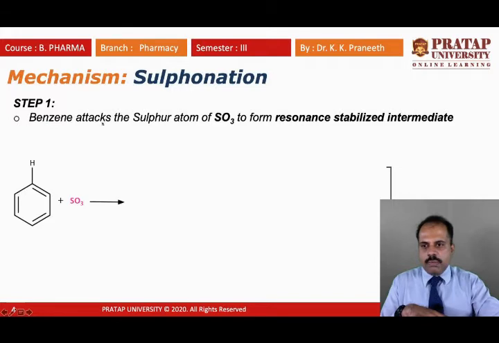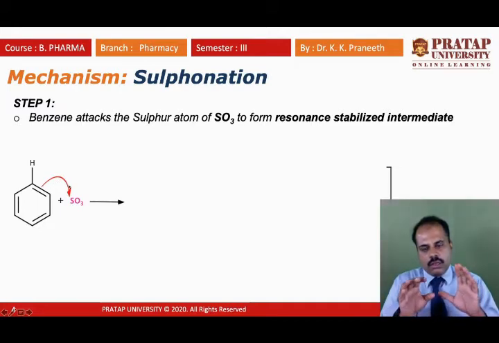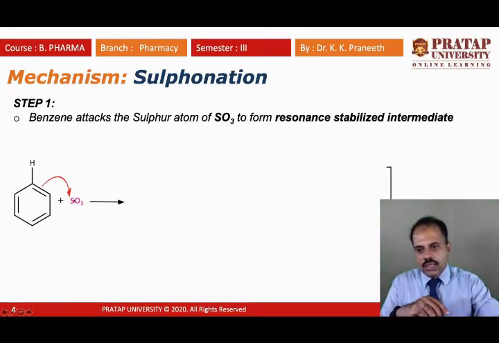This is the first step in the mechanism. Benzene attacks the sulfur atom of the SO3. So this is the SO3 and the benzene ring. We already know that the benzene ring has 6 pi electrons, so it is electron rich, and it can attack the sulfur, which is electropositive because it is attached to oxygen. Oxygen is an electronegative atom, right? You must have studied that previously.